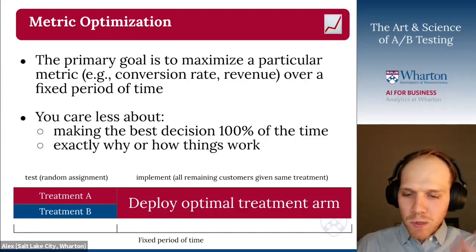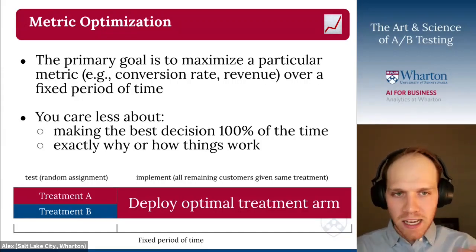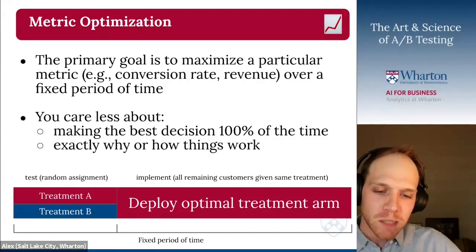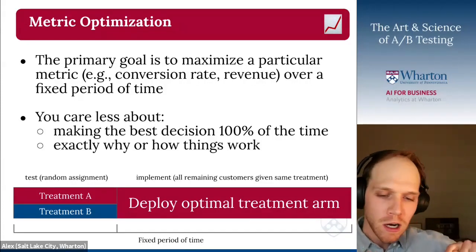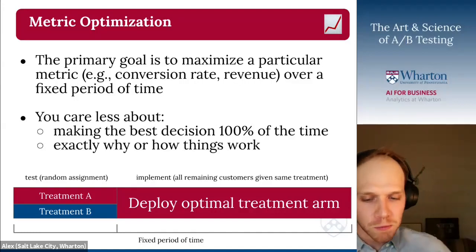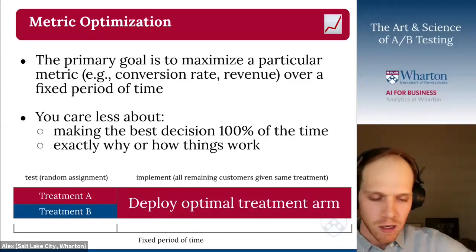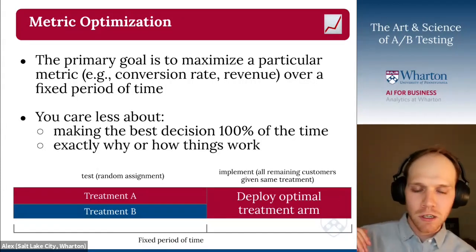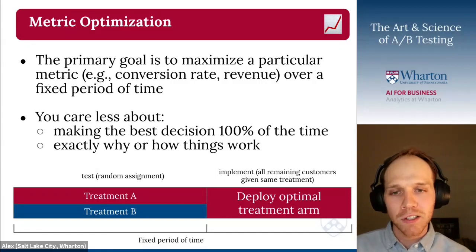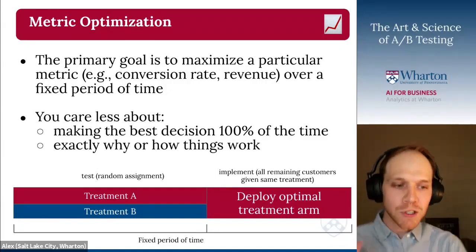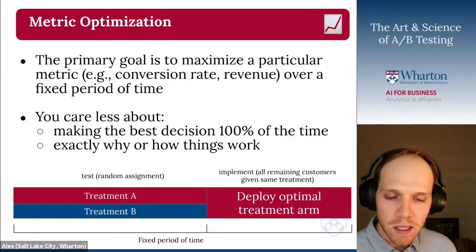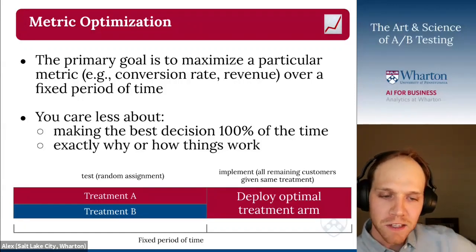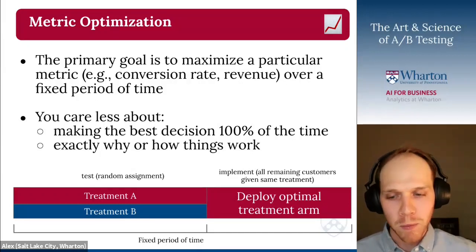And then depending on which experiment has the best performing conversion rate, you would deploy that experiment or that treatment to all of your customers for the remaining period of time that you're considering, right? And kind of the decision problem here is, how much of this time period should you allocate to gathering experimental data, and how much should you allocate to deploying the optimal treatment arm to the customers that are left in the period of time that you're interested in optimizing over, right?